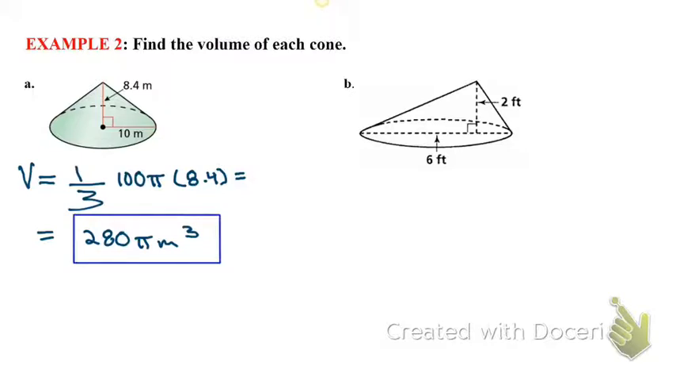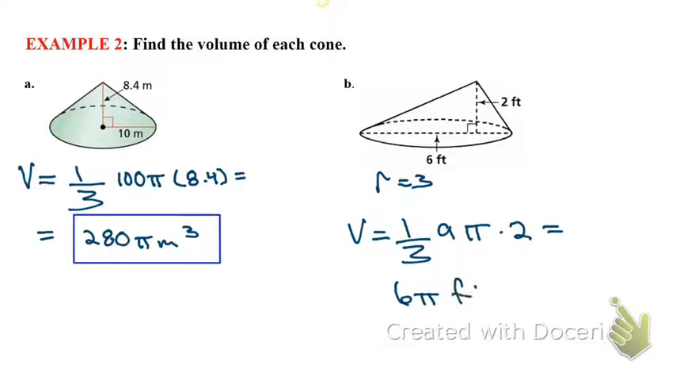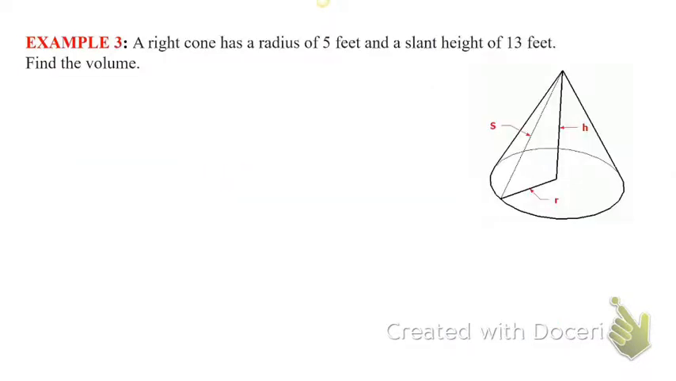Okay, let's take a look at it. Since the arrow is pointing to the diameter, you have to cut 6 feet in half because your radius will only be 3 feet. So now we have everything we need. We just need 1/3 times pi r squared h. So here we go. 1/3, the r squared, the 3 squared is 9, times the pi, times the height of 2. And what do we end up with? 6 pi cubic feet. That's it. So let's move on to the next problem.